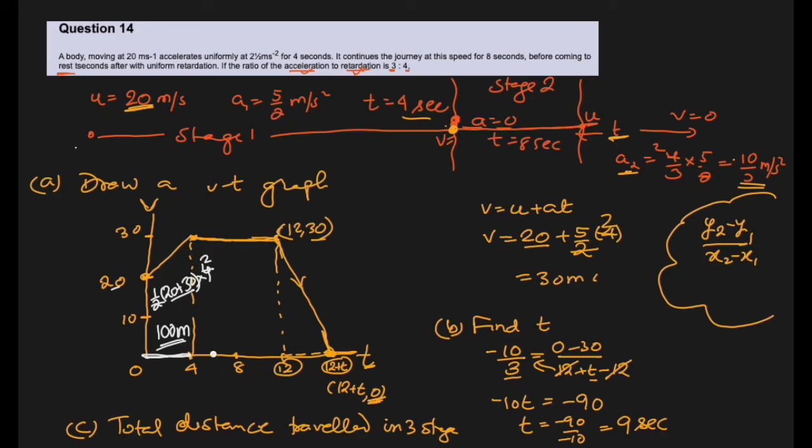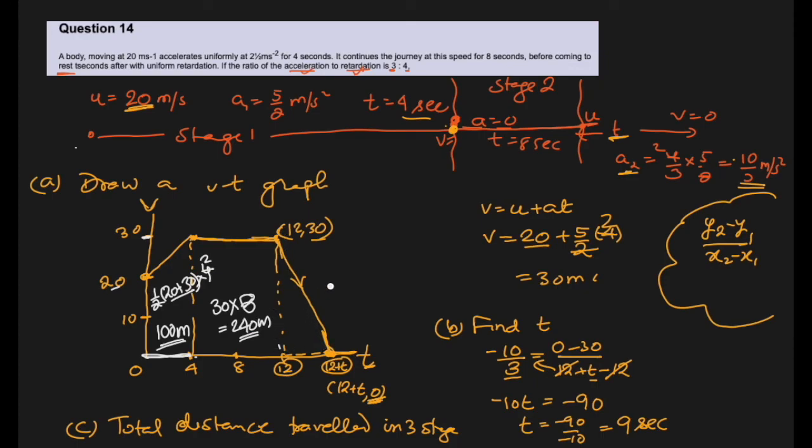Now comes this rectangle, second part, stage 2. So rectangle's area is length times width. What is length? Length is this, 30. Yeah, this is 30. So 30 times width, 4 to 12 is 8 seconds. So 240 meters was traveled in this one.